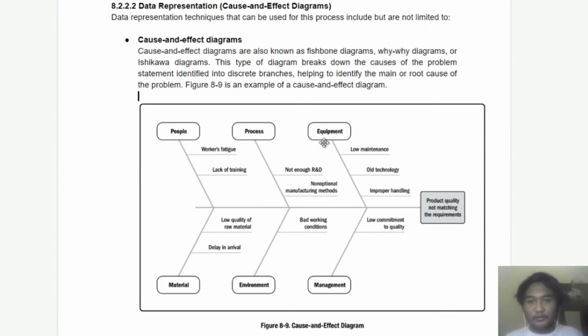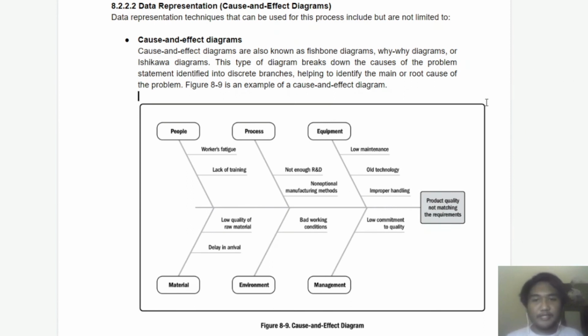And then when the group runs out of ideas, we can focus attention on places on the chart where the ideas are few. And after we are sure that every topic and every reason is covered, we've created a cause and effect diagram regarding product quality not matching the requirements.